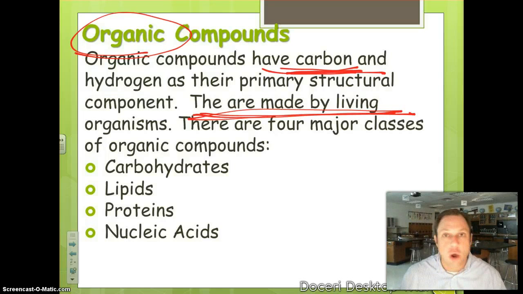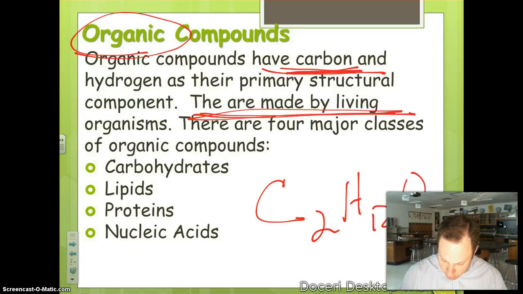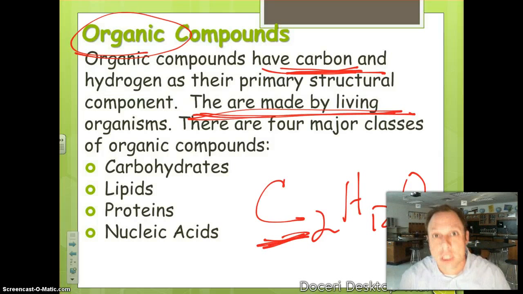So we can go through a whole list of different compounds that have carbon in them. You know, if I say C2H12O6, okay, that's an organic compound. Why do I know it's an organic compound? Because it contains carbon. Okay, carbon is in there, so it's organic. So inorganic does not contain carbon, does not come from living things, and then organic compounds do contain carbon and do come from living things.